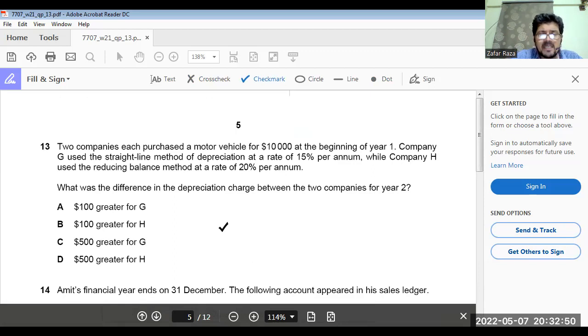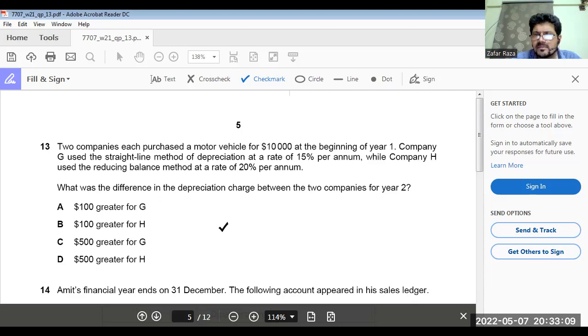10,000 multiplied by 15%, straight line method, means 1,500 per year. So again, because this is the straight line method, year 1 is 1,500. Year 2, again 1,500.